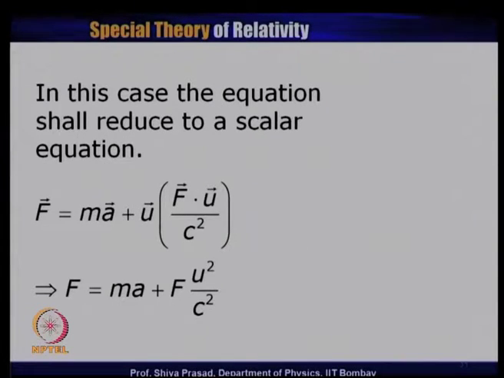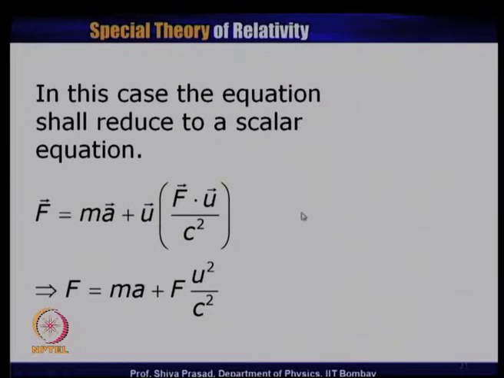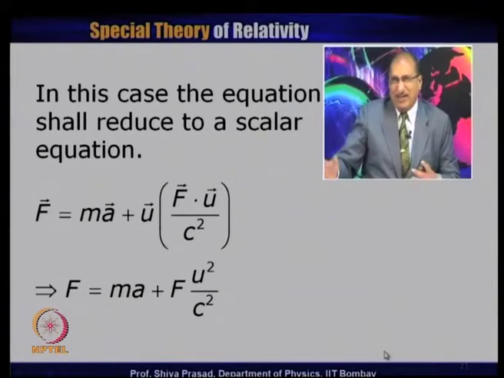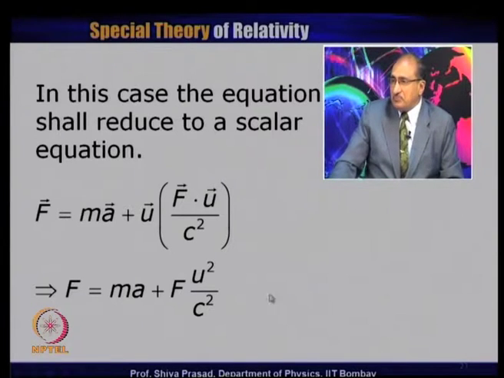What happens in this particular case? This was my expression. Of course, I have slightly rearranged the first term which was there, I have put it second just to make it look a little simple. So, I have put F is equal to ma plus u into F dot u divided by c square. This was my original relationship between the force and the acceleration.